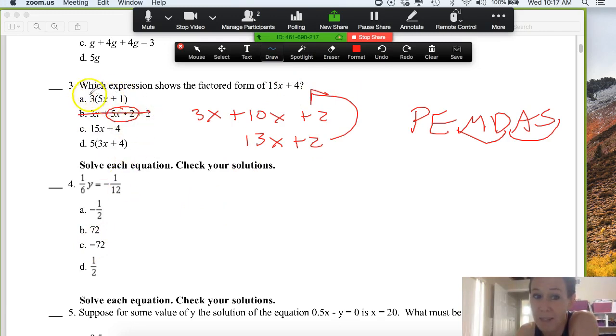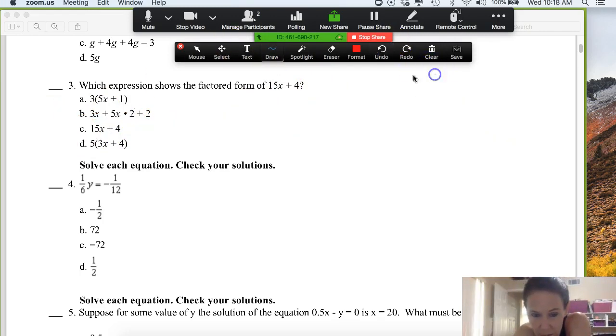If you multiply this out, you get 15x plus 3. That's not that. If you multiply this out, you get 15x plus 20. That's not that. So tricky, tricky. It doesn't factor. Okay, let's go on to the next one. Let's go down and see how many we can do.